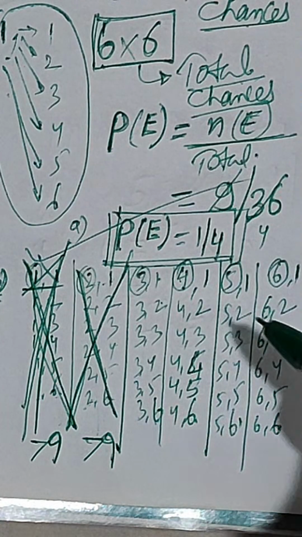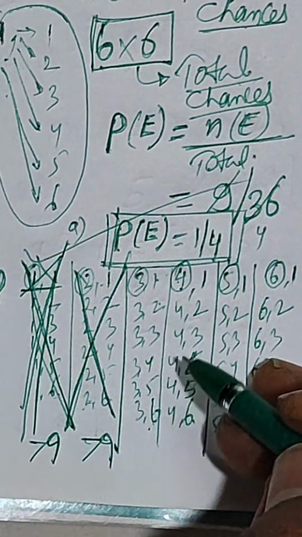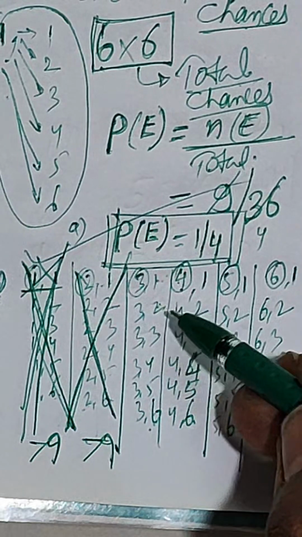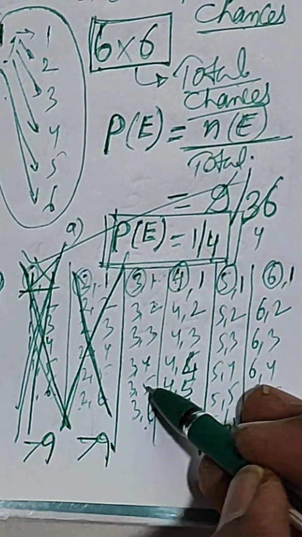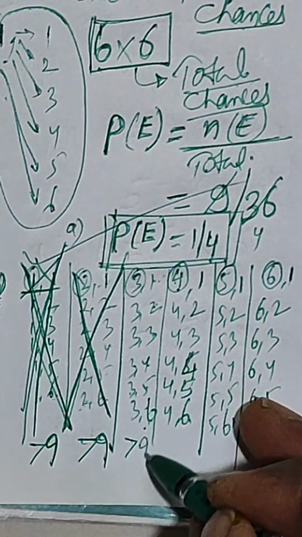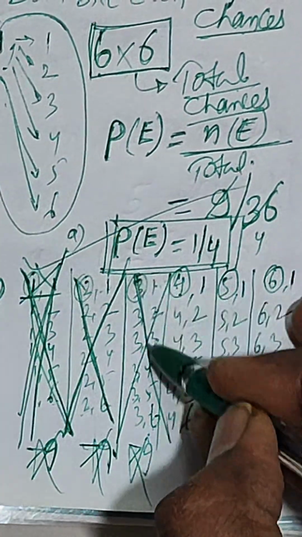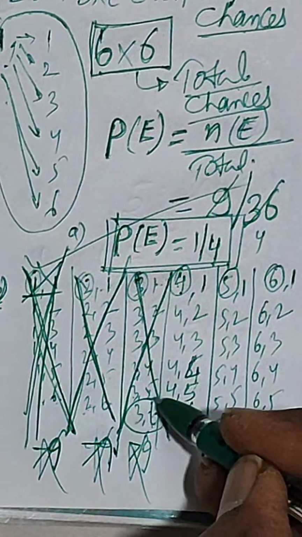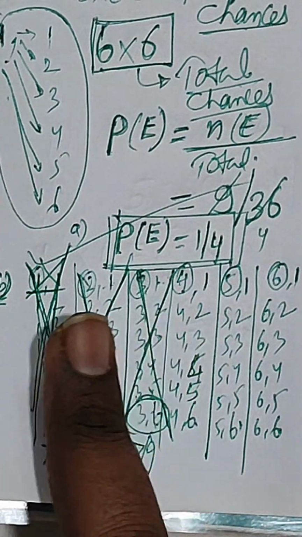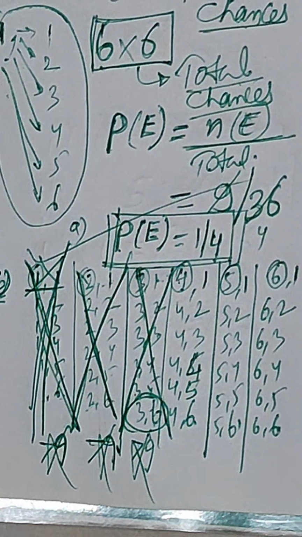Now come to 3 1. In this column you can see 3 plus 1 is 4, 3 plus 2 is 5, 3 plus 3 is 6, 3 plus 4 is 7, 3 plus 5 is 8, 3 plus 6 is 9. Among all these options, none is greater than 9. Why? Because 9 is the maximum number here, but not greater than 9. So we leave all these three columns. Now we are left with these, right?